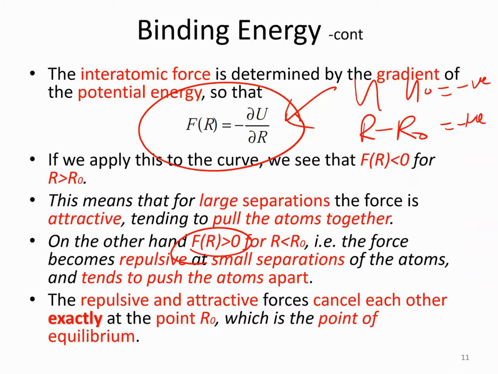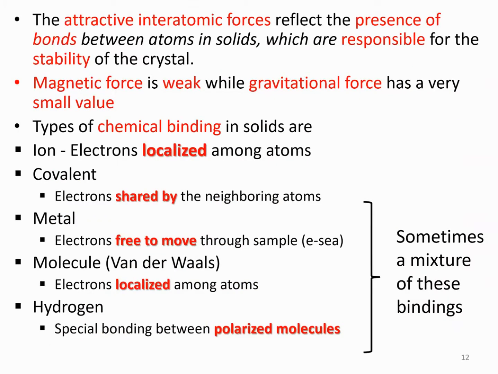So the repulsive and attractive forces cancel each other exactly at the point R naught, which is the point of equilibrium. And now we have 5 different types of chemical binding that exist in solids. The attractive interatomic forces reflect the presence of bonds between atoms in solids, which are responsible for the stability of the crystal. And we know that in this world, there are a few types of forces. We have magnetic forces, we have gravitational forces.